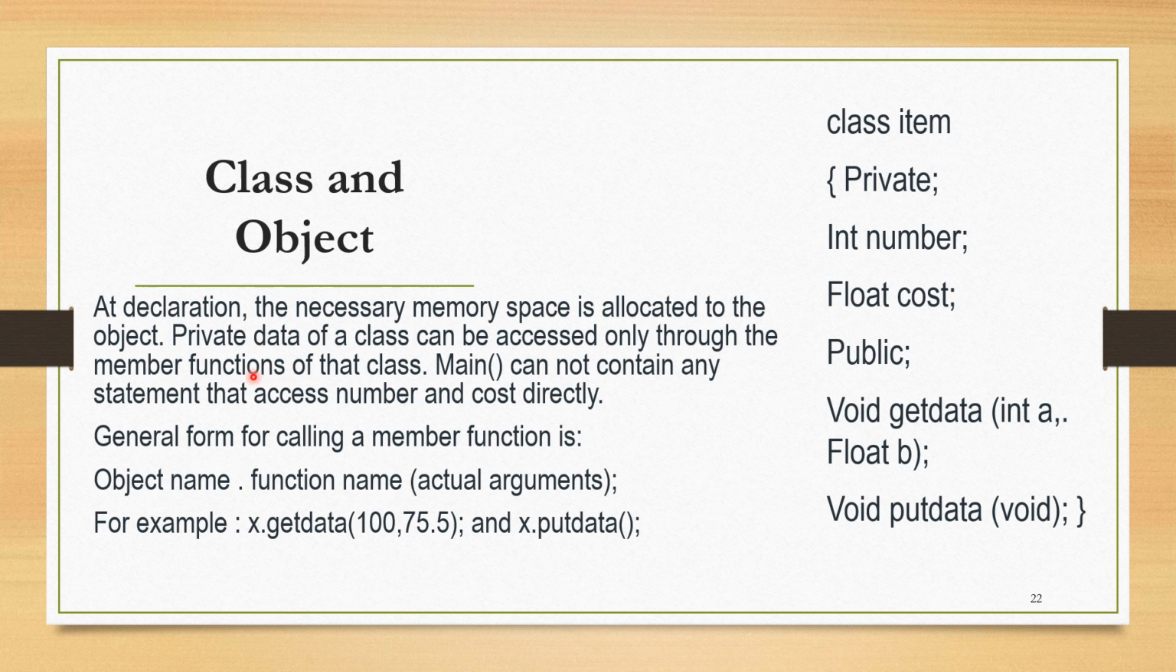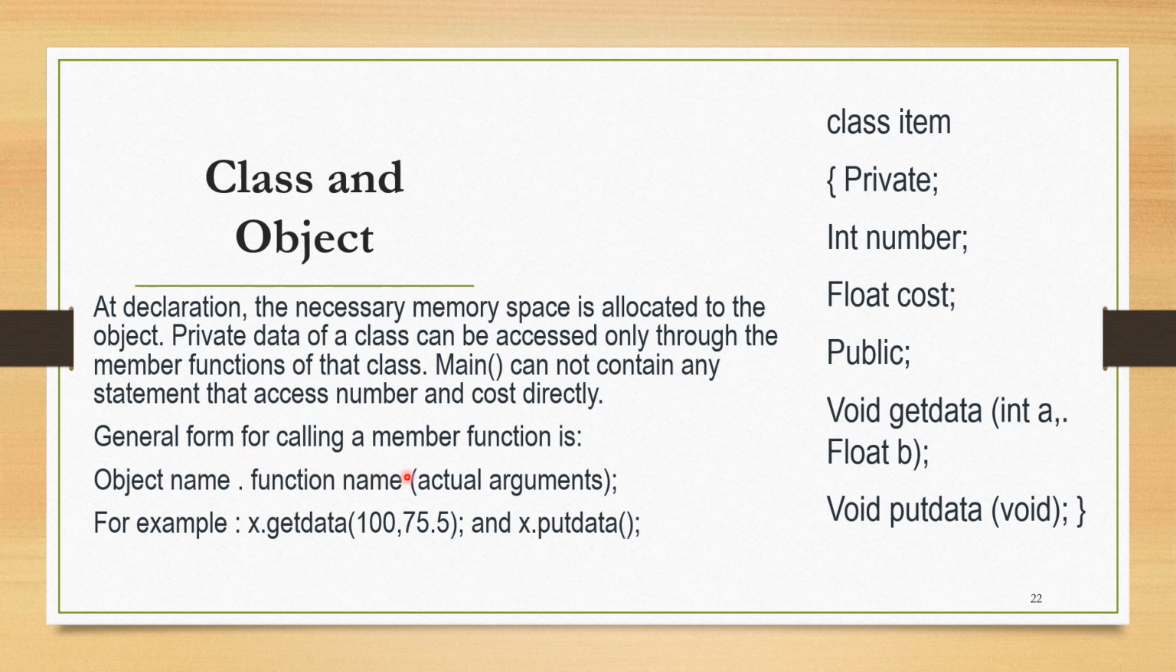So, class and object continuation, this is the class we've already defined. At declaration, the necessary memory space is allocated to the object. Private data of a class can be accessed only through member functions of that class. Main cannot contain any statement that accesses number and cost directly. For example, in our case, these variables cannot be accessed by any program outside this class. They can be accessed only by these functions. And the main program in C++ cannot access these variables, number and cost.